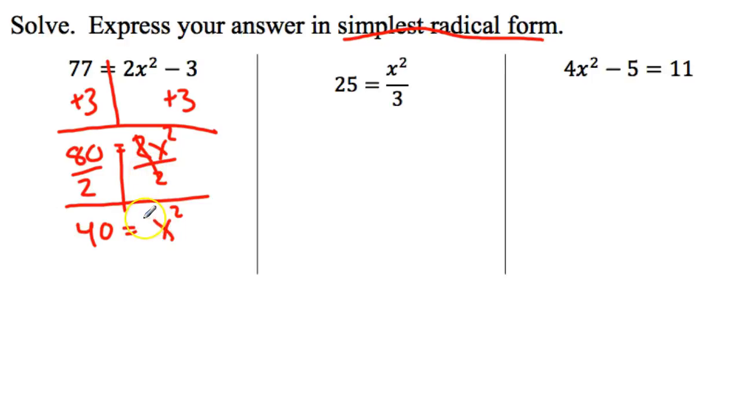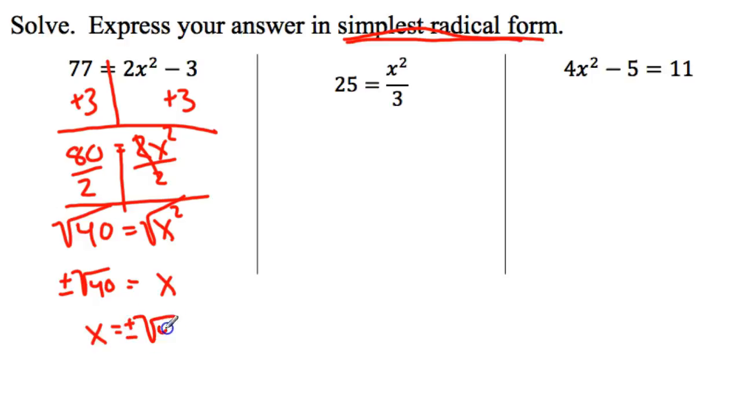To get the x squared by itself, take the square root. Now I have x equals plus or minus the square root of 40. All right, that's an answer. But remember, simplest radical form. I can simplify this. And some people might like to write the x first. Maybe it looks a little prettier. Can numbers be pretty? I don't know. Maybe. All right, so let me simplify this.